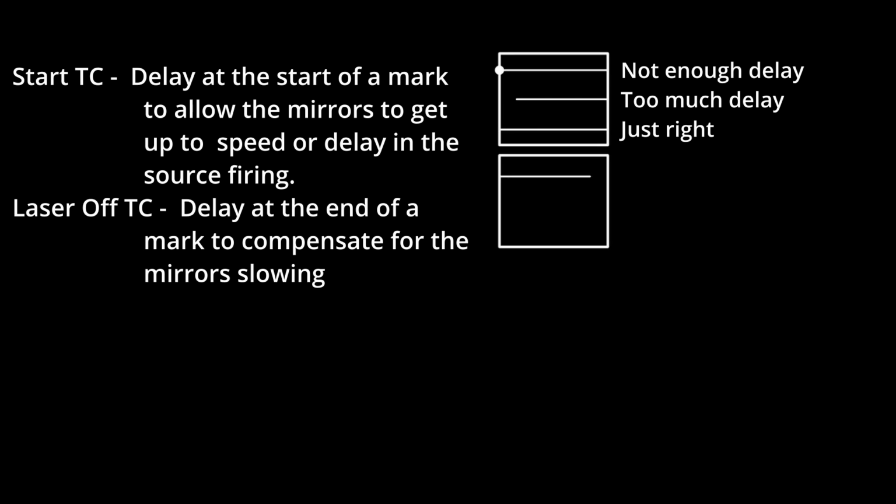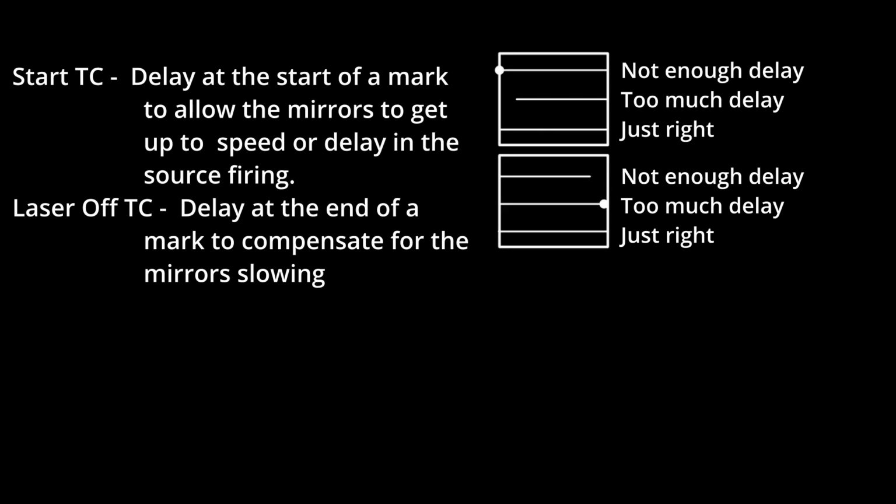Our second setting is going to be the laser off TC. So this is where the laser turns off at the end of a mark. Again, the mirrors are going to slow down towards the end. So if we don't have enough delay, the mirrors are going to slow down and we're going to end up with a gap, because the laser is going to turn off early. If we have too much of a delay, the laser is going to stay on after the mirrors have decelerated and come to a stop, and you're going to end up with a burn spot. So again, our sweet spot is going to be where the mirrors just reach the line at the end and we turn off the laser just in time to not end up with a burn mark.